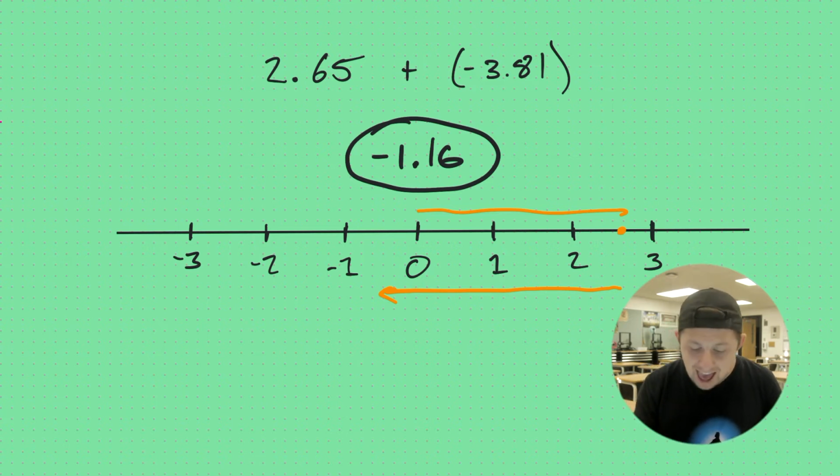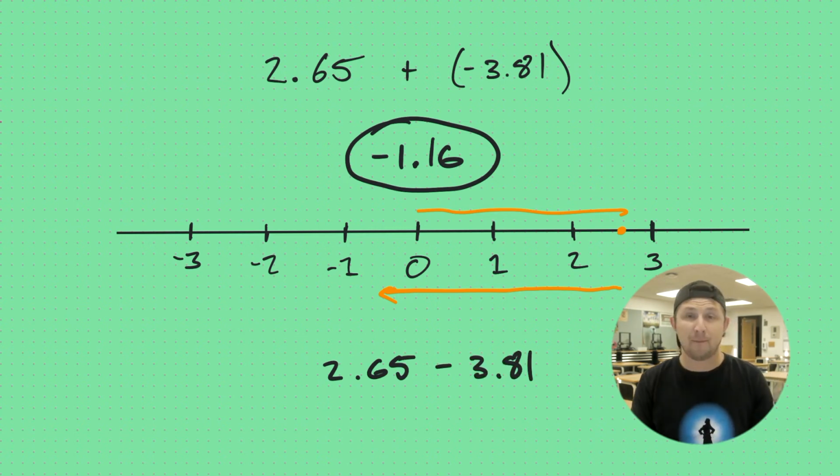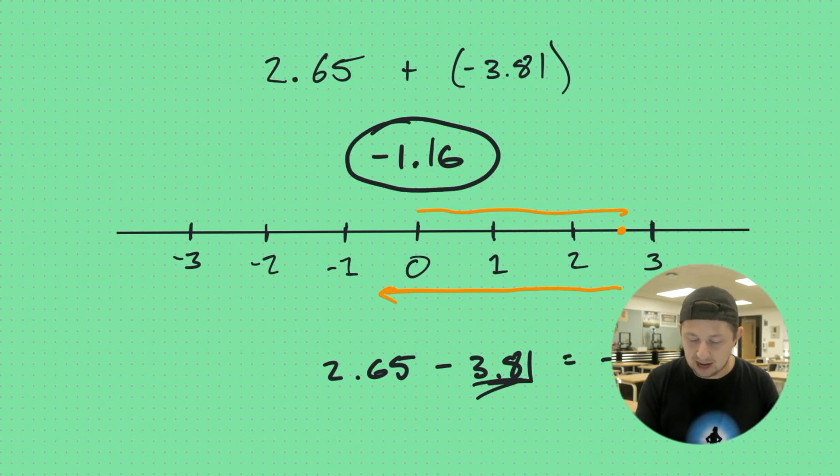So when we add a positive value to a negative value, it's the same thing. We could write it this other way as saying 2.65 minus 3.81. When you add a negative, it's just like subtracting that same number, or rather, the opposite of that same number. So our answer is negative 1.16. All right, did you guys get that when you punched it in your calculator?